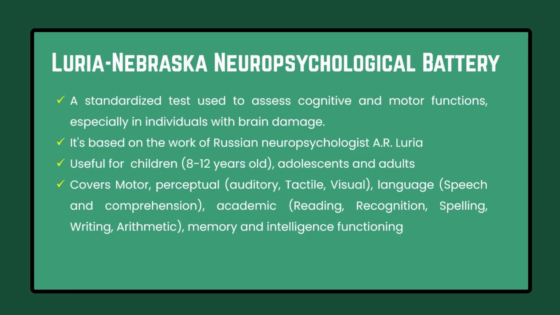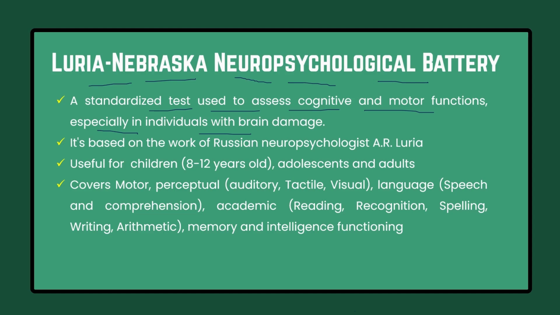The third one we have is the Luria-Nebraska Neuropsychological Battery. So here this term is comparable to the last test we learned, which was Halstead-Reitan. The only thing you need to remember is that was Halstead-Reitan and this is Luria-Nebraska. Okay. It is a standardized test used to assess cognitive and motor functions, especially in individuals with brain damage. So what do we use this test for? We use it to test individuals who have brain damage, to assess their cognitive and motor functions.